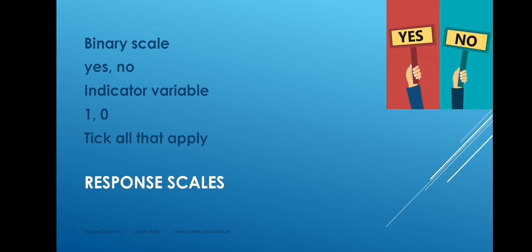When we have a yes-no question, it's a binary scale. 1 for yes, 0 for no. And we call that an indicator variable. And in a questionnaire, when we ask a respondent to tick all that apply, we are actually asking a lot of individual questions. And every item that they tick, they're answering yes to that question. And every item that they leave blank, they are answering no to that question.